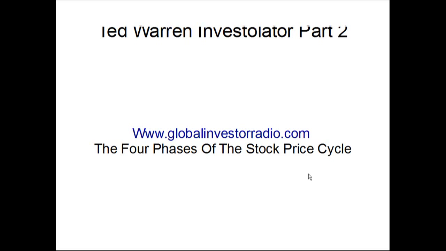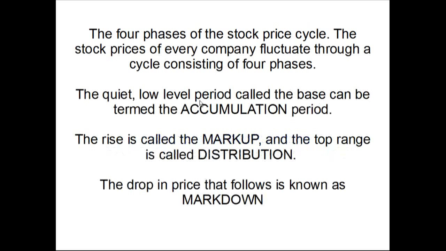of the Stock Price Cycle. This was taken from Ted Warren's book, The 4 Phases of the Stock Price Cycle. The stock prices of every company fluctuate through a cycle consisting of 4 phases. The quiet, low-level period, called the base, can be termed the accumulation period. The rise is called the markup, and the top range is called distribution. The drop in price that follows is known as the markdown.